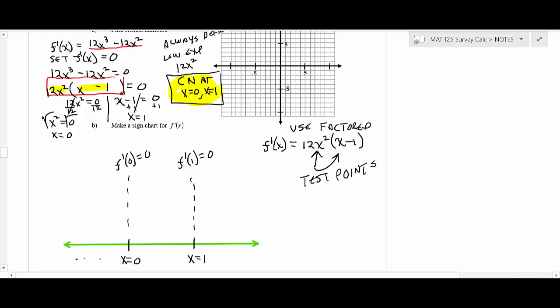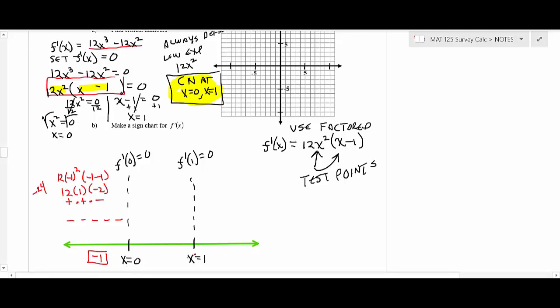Give me a number less than 0. You read my mind. -1 is exactly what I thought. You're psychic. So we have 12 times -1 to the second times -1 minus 1. Work out the details. This is 12 times 1 times -2. I look at it like this: I have a positive times a negative. So what is that? It's a negative. It's -24. You can go ahead and work it out if you want to, but all that matters is that the derivative is negative.